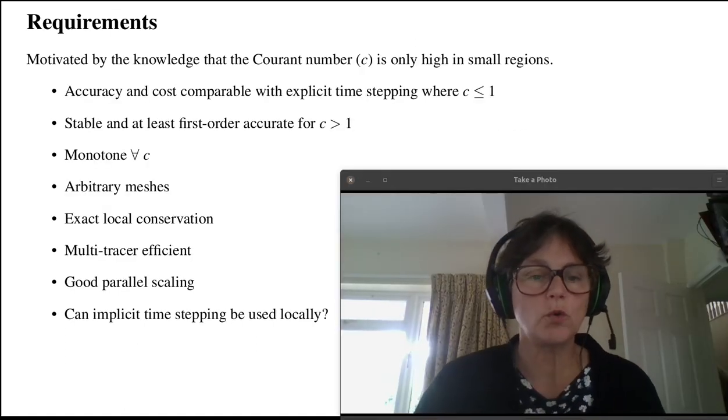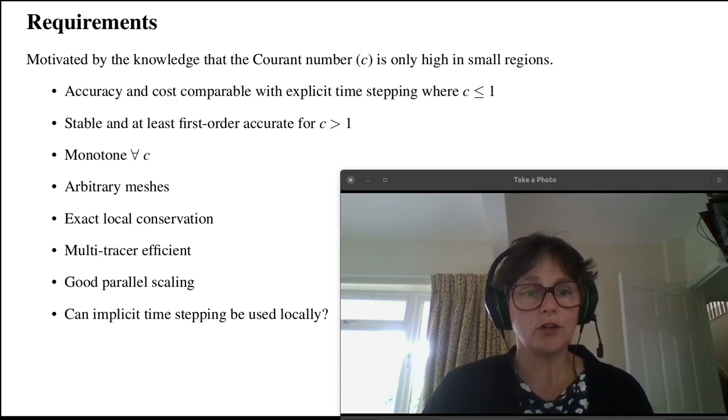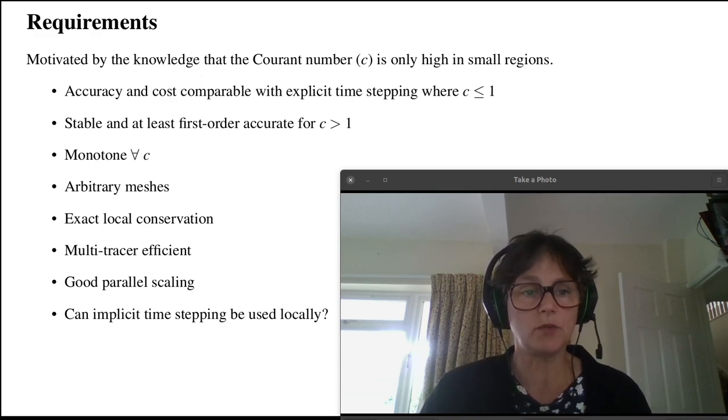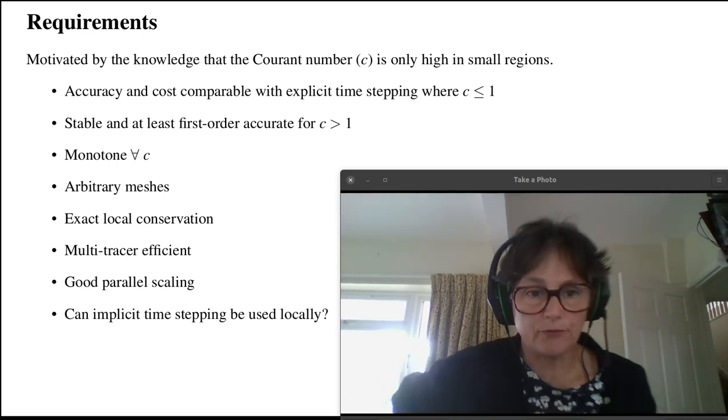This is the list of requirements that I'm working with in order to develop an implicit time stepping scheme for advection. These requirements are motivated by the knowledge that the Courant number is only high in small regions. I want accuracy and cost comparable with explicit time stepping, where the Courant number is less than 1. I want the scheme to be stable and at least first order accurate for a Courant number greater than 1. I want it to be monotonic, or optionally have an option to be monotonic for all Courant numbers.